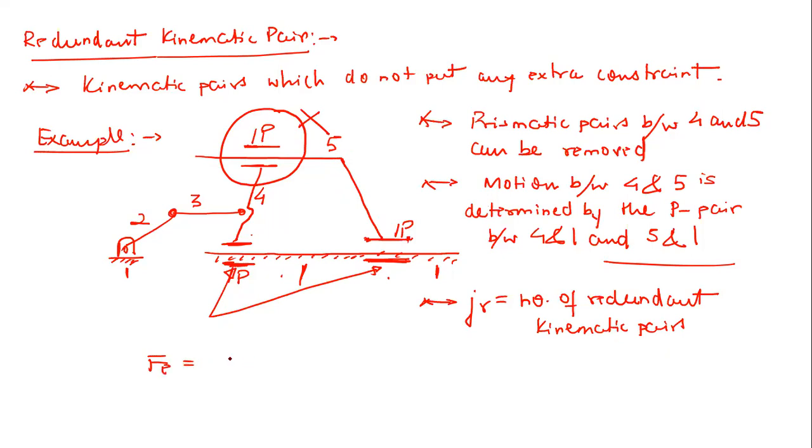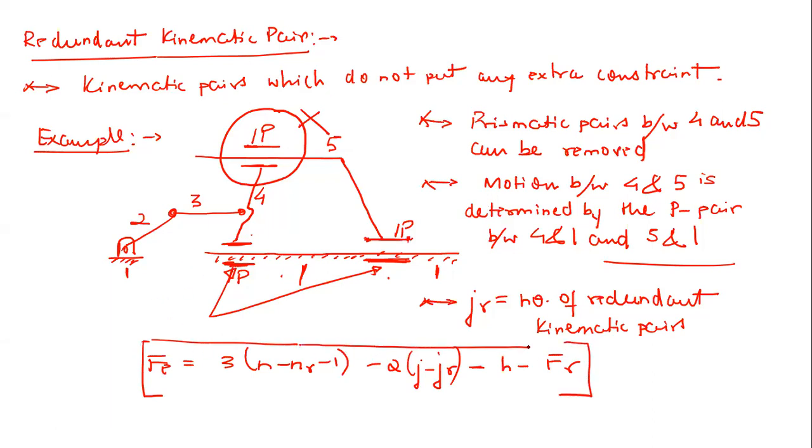Then what will be the equation? 3(n minus 1) minus 2j minus h, minus fr. So just tell me how this equation will be modified. J minus JR, sir. Very easy. You simply put j minus jr, because you are now going to remove one extra degree of freedom. So this will be your final equation for effective degrees of freedom, considering the exceptions also. We have considered all the exceptional cases in this equation.